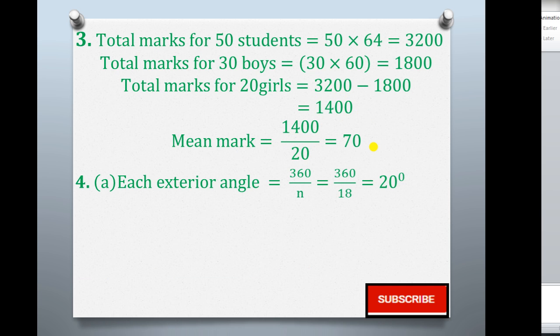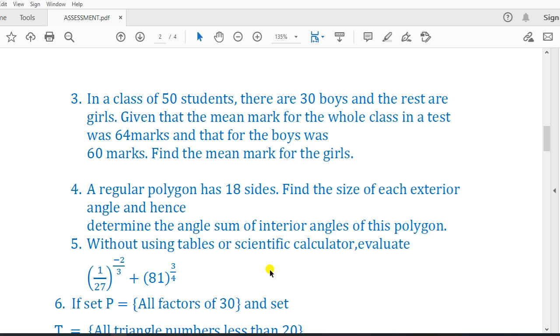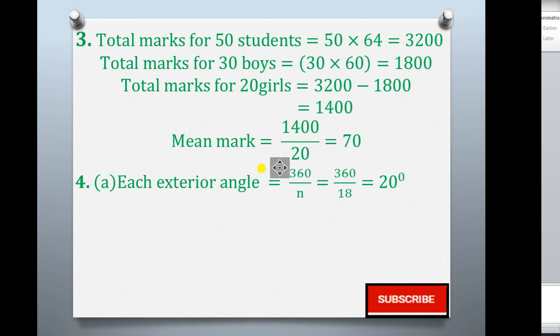Question 4, if you go back and review, we can first look at the question again. Question 4 says, a regular polygon has 18 sides. Find the size of each exterior angle and hence determine the angle sum of interior angles of this polygon. Very interesting. Now remember, you already have the number of sides, but they want you to get the size of each exterior angle. So we shall first have to remember that by formula, each exterior angle is given by 360 divided by n, where n is the number of sides. And this gives you 360 divided by 18, which was the number of sides given in the question. So it means our exterior angle is 20 degrees.